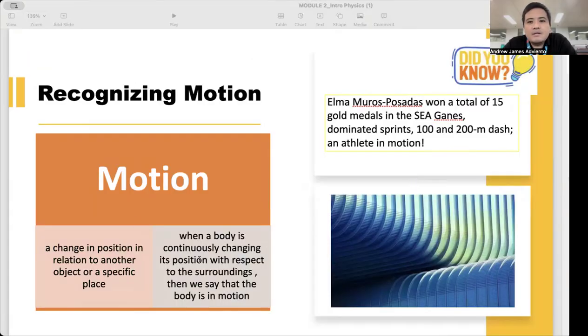For recognizing motion, we compare the position of an object at different times. If its position changes relative to something else, then motion has occurred.